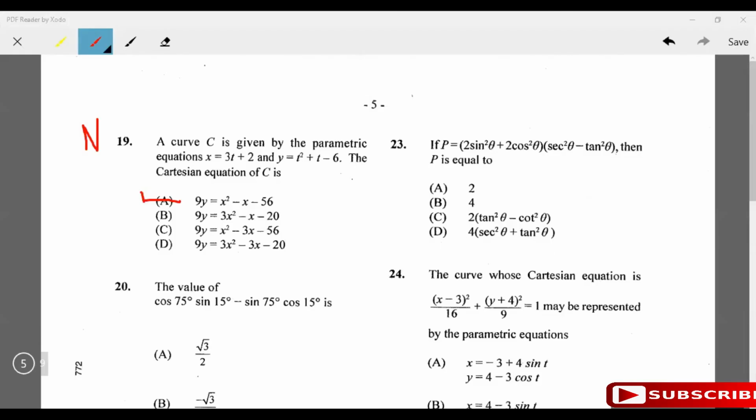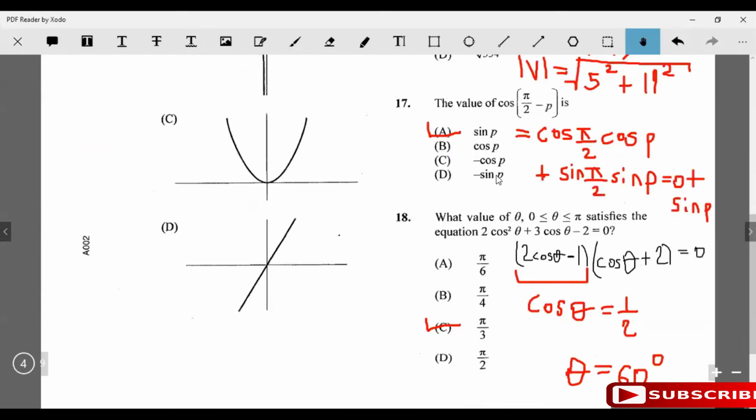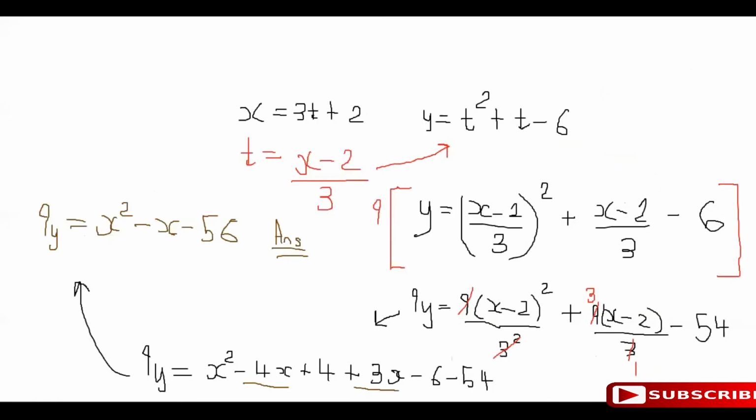All right, question 20. Question 20 is asking us to find the value of cosine 75 sine 15 minus sine 75 cosine 15. Now I want to show you something. Remember we just did this question. The cosine of 90 minus p is the sine of p. There's a reason why I'm showing you this. We're going to use this part to answer the next question.